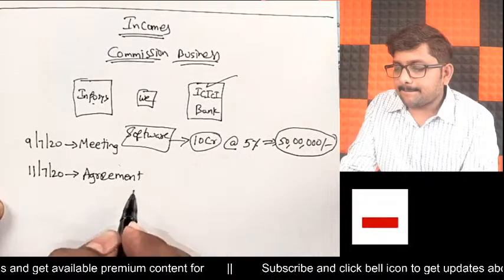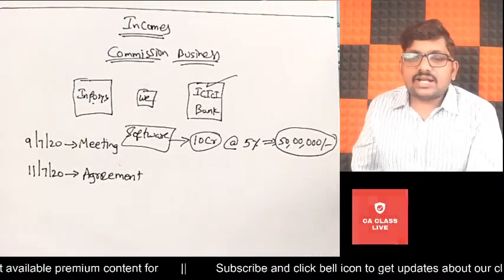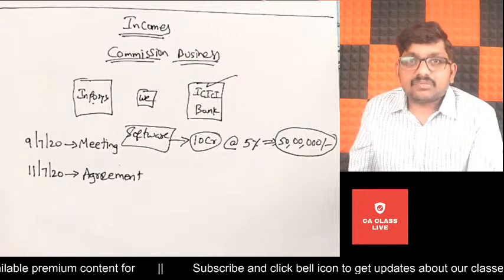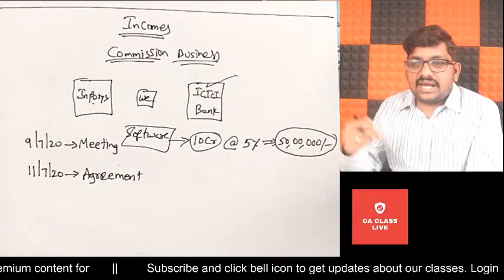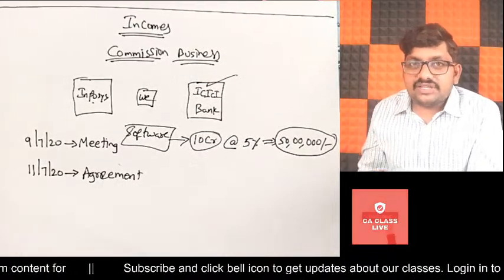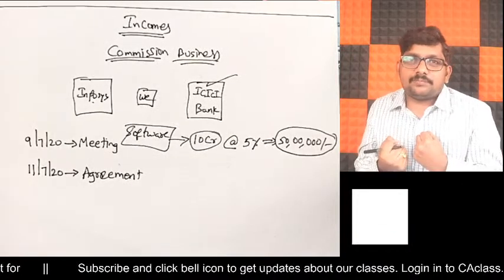Agreement date. Okay, the 11th of July, they agreed to sit and sign the agreement. Now you tell me, friends, in which of these two days, 9th of July and 11th of July, can you say that you have the right to take the money?